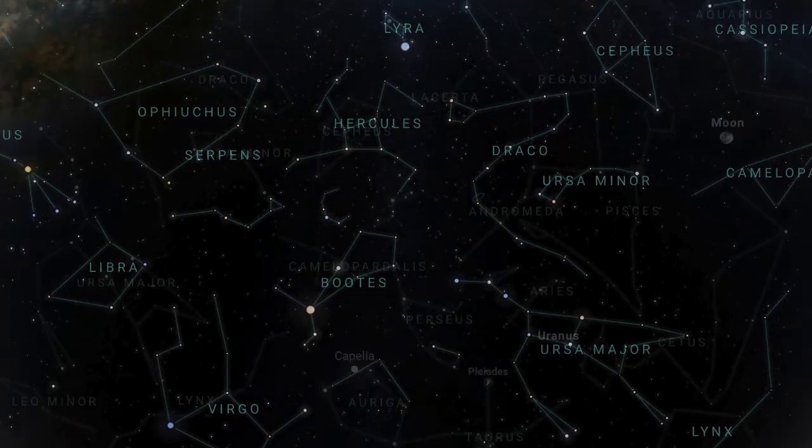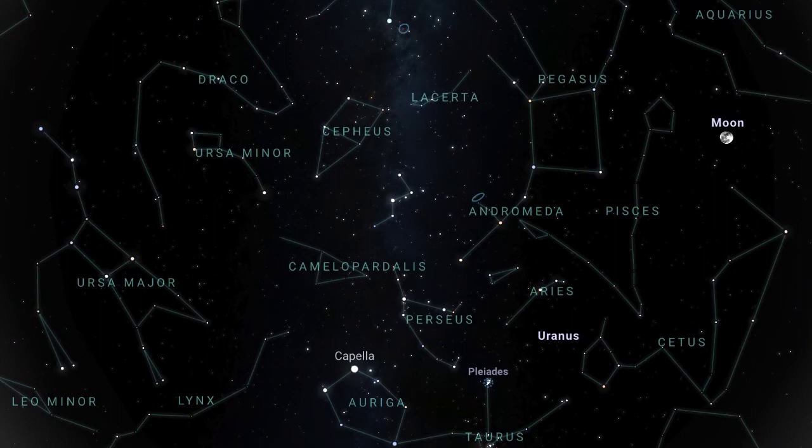Let's keep going with the mnemonic. Where does it go next? I do want to show you a way that you can actually find Andromeda and find the Andromeda Galaxy.